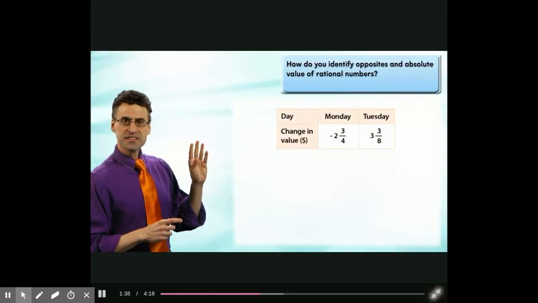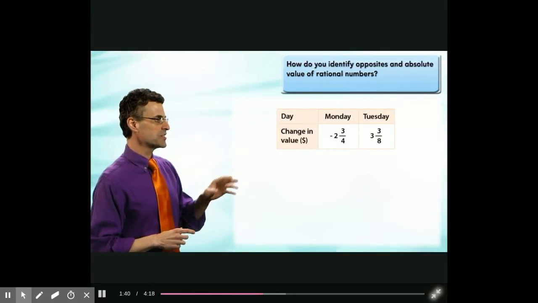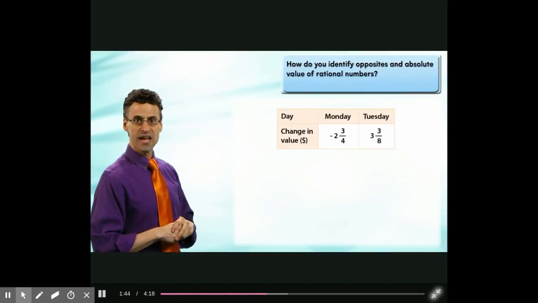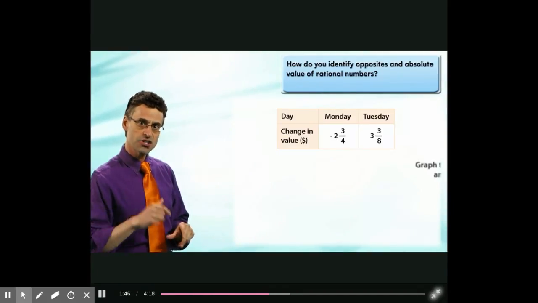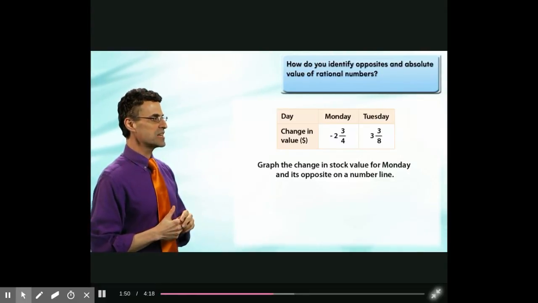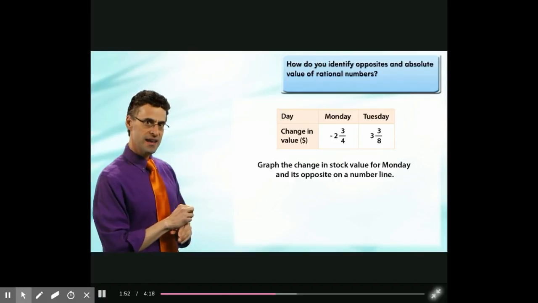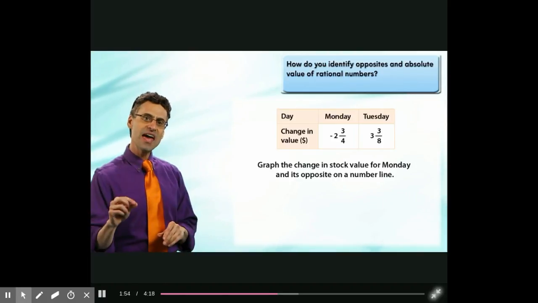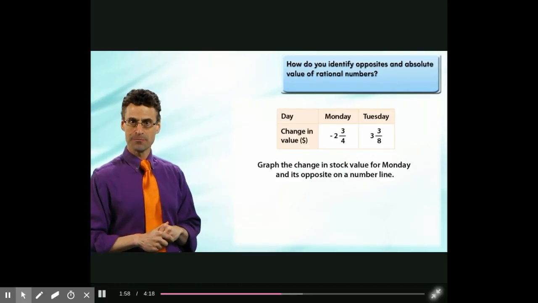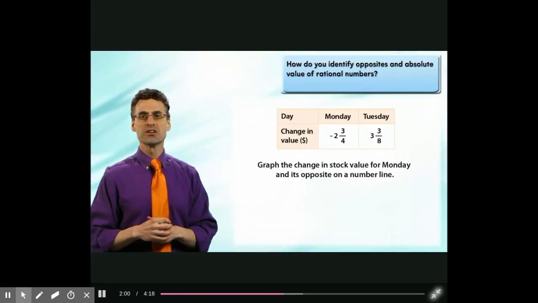The table that you see here actually shows the change in value of a stock over 2 days. And here is our challenge. Our challenge is to graph the change in the stock value for Monday, and then graph the opposite number on a number line. And just for fun, I thought we would use a vertical number line.